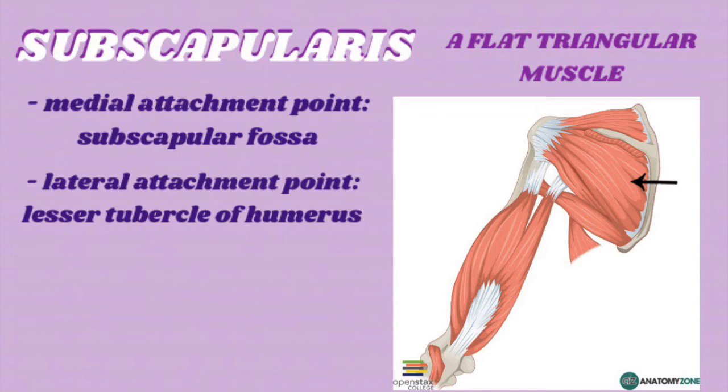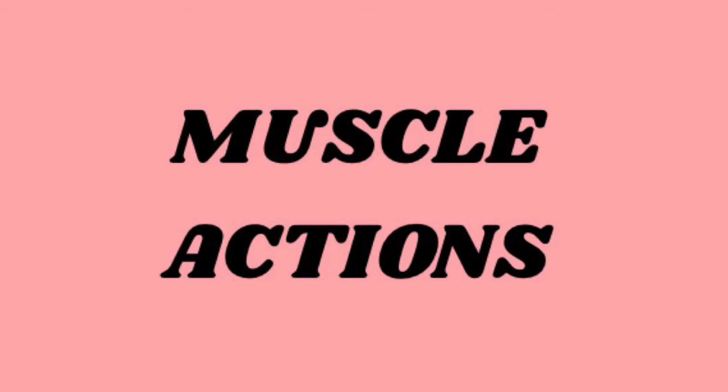Lastly, the subscapularis is a flat triangular muscle with a medial attachment point on the subscapular fossa and a lateral attachment point on the lesser tubercle of the humerus. Now I'm going to demonstrate and explain each of these muscles' actions.